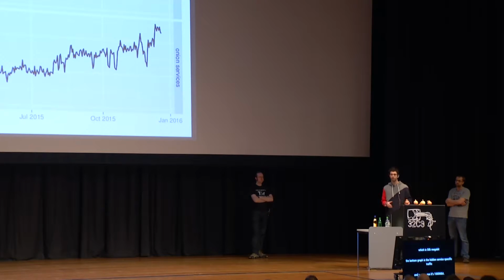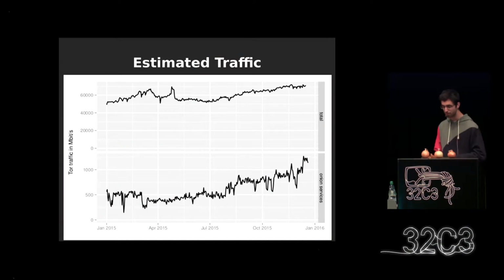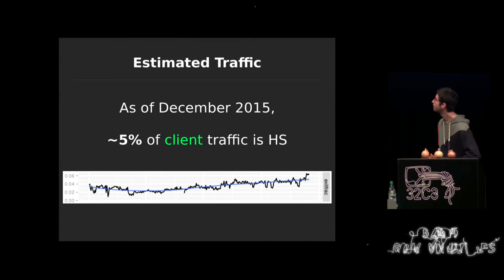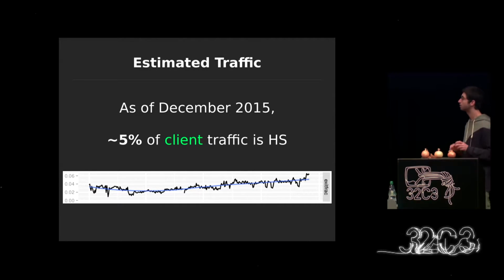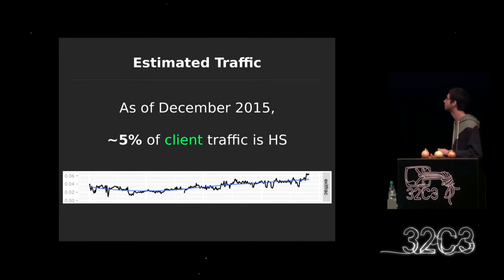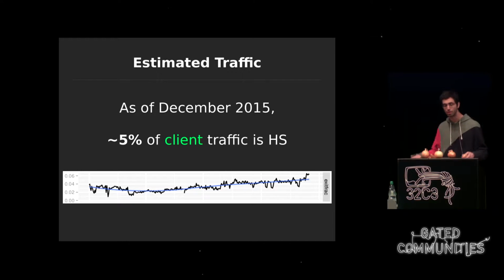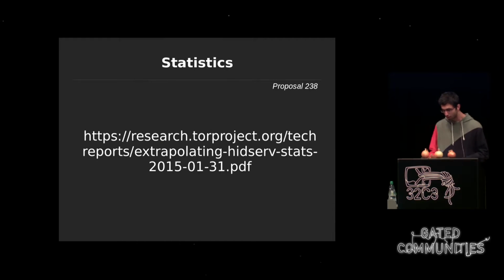And if you don't understand this number thing very well, we did some calculations, and we have this new figure for you, which is that basically 5% of client traffic is hidden services. From the whole of Tor, 5% is hidden services. I don't know. You can handle this as you want.